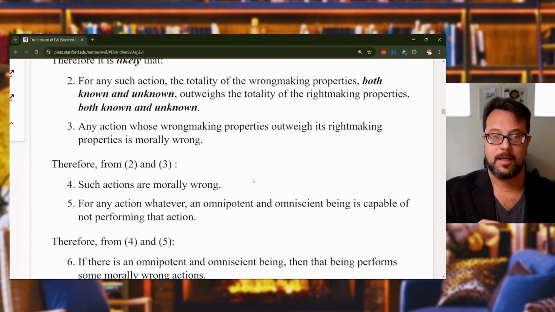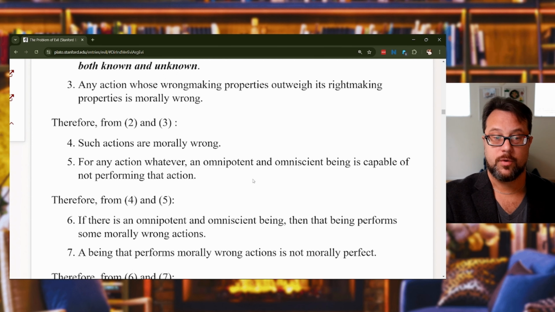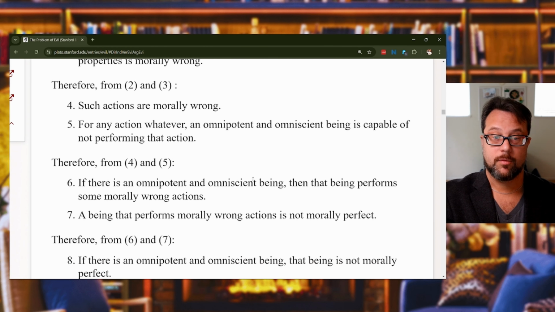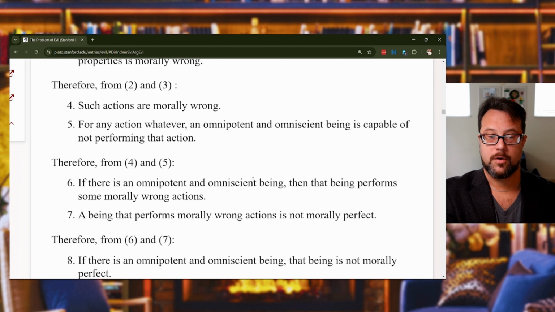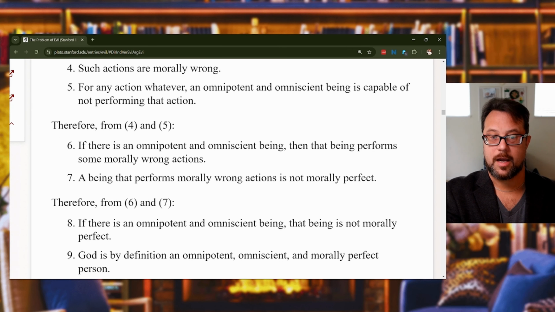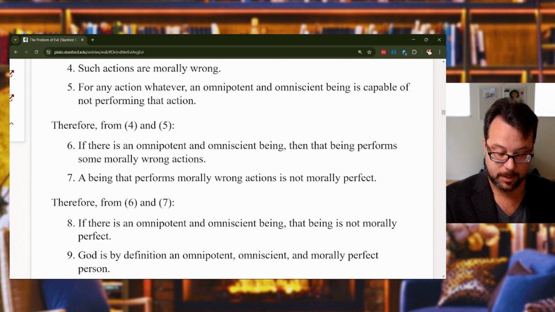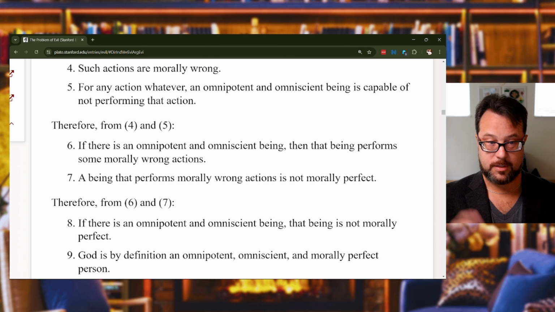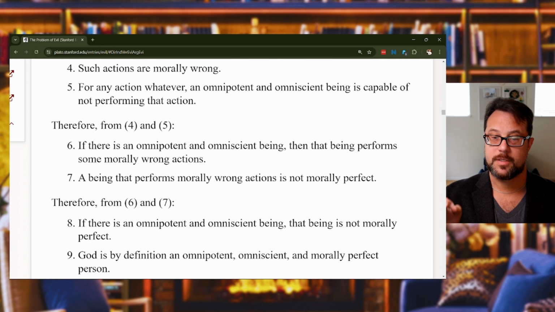3, any action whose wrong-making properties outweigh its right-making properties is morally wrong. From 2 and 3, we get 4, such actions are morally wrong, permitting these horrible evils to occur. 5, for any action whatever, an omnipotent and omniscient being is capable of not performing that action. So let's see then, therefore, from 4 and 5, if there is an omnipotent and omniscient being, then that being performs some morally wrong actions.